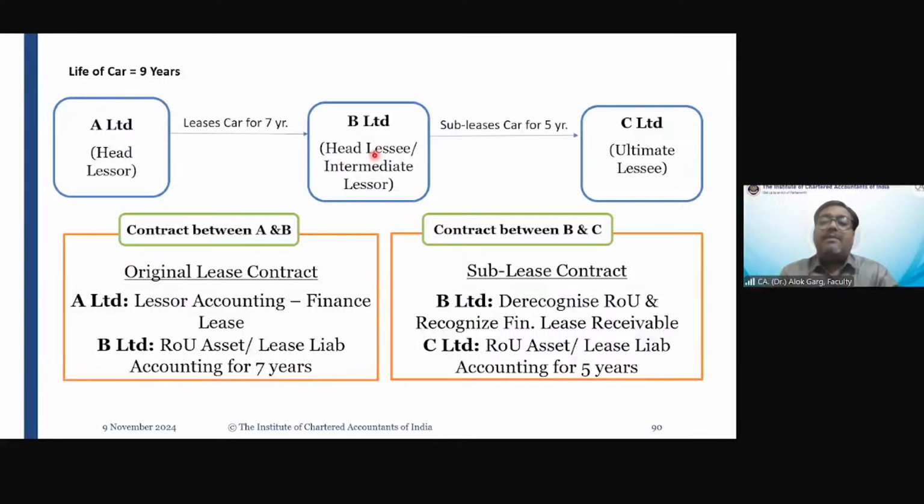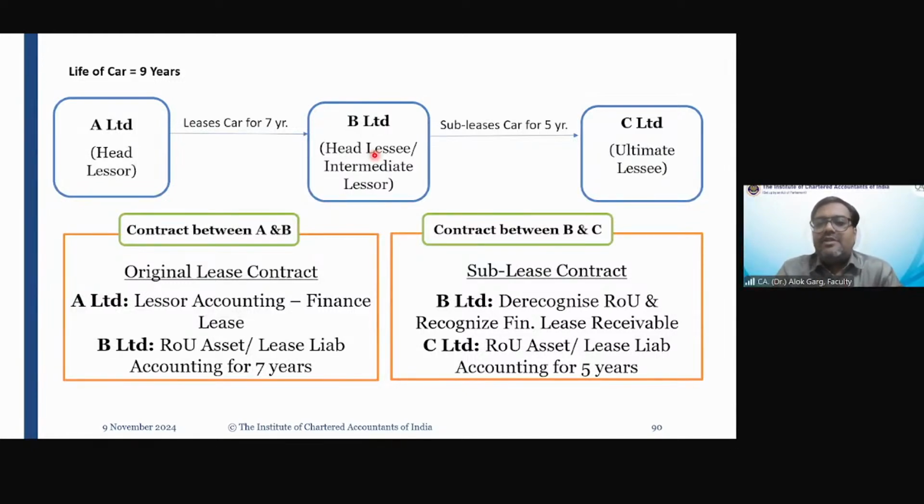What happens with B Limited now? In the first contract between A and B, what is the status of B? B is a lessee. Okay. So what accounting entry will B pass? Right of use asset debit to lease liability.